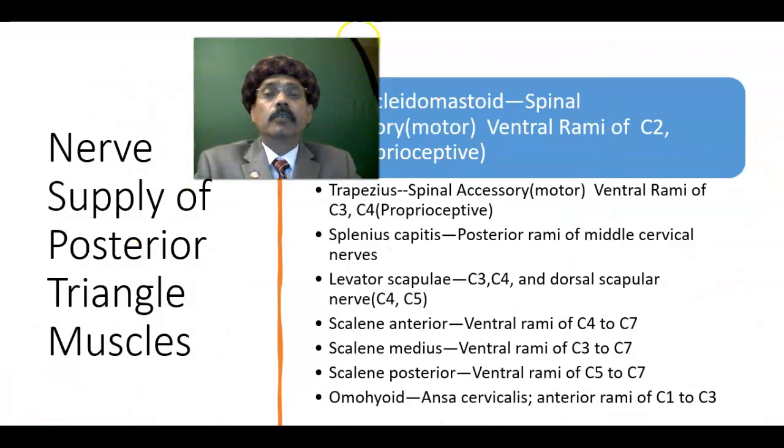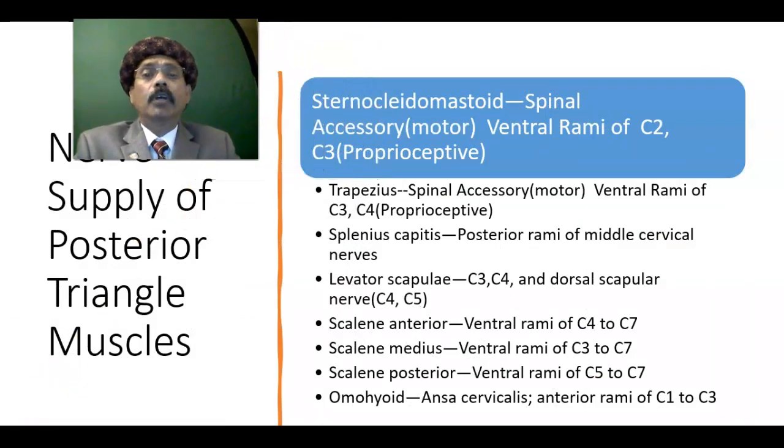Okay. So we have to know some of the nerve supply of the muscle, sternocleidomastoid muscle, and the trapezius. This is the nerve supply. We must know splenius capitis nerve supply, levator scapulae, and scalene anterior muscle, scalene medius muscle, scalene posterior muscle, omohyoid nerve supply by the ansa cervicalis, anterior rami of the C1 to C3.